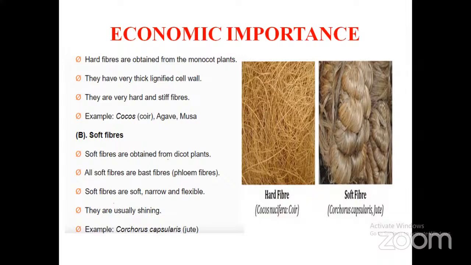First, let's discuss hard fiber, which is mainly obtained from monocot plants. They have very thick, lignified cell walls. They are hard and very stiff fibers. Example, coir. You must have seen this type of fiber, coir fiber, mainly utilized for rope making.